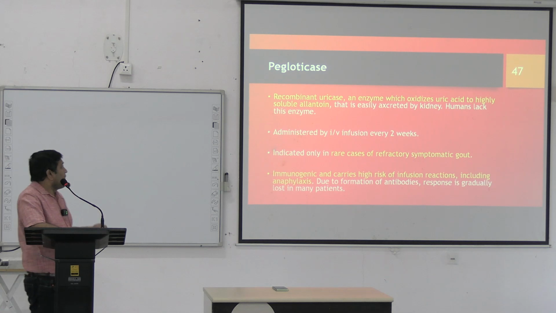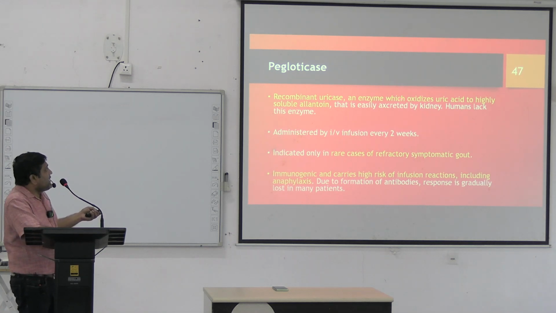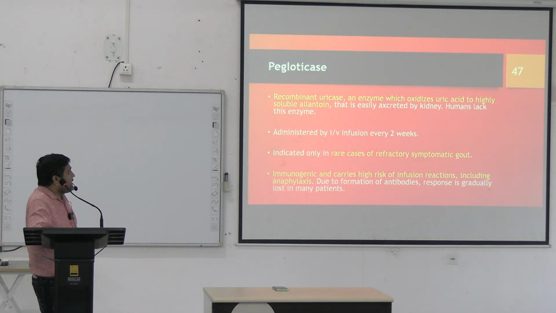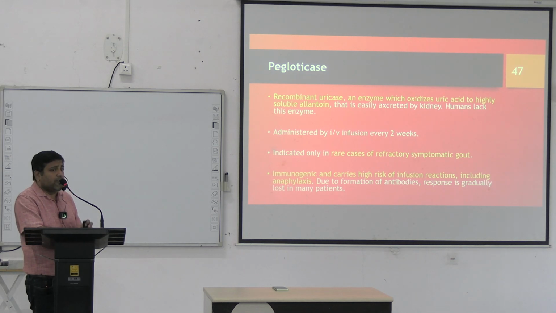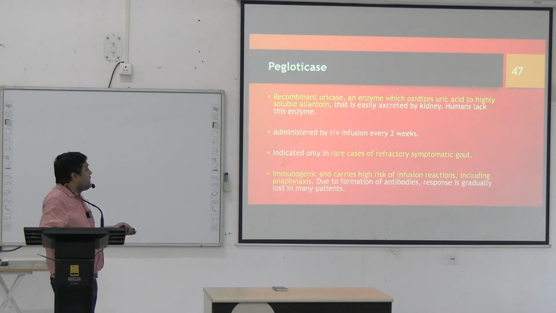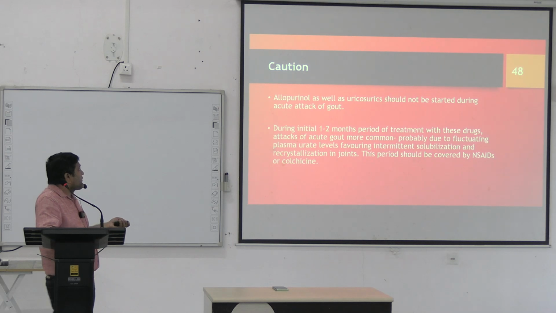Pegloticase is a recombinant uricase, an enzyme which oxidizes uric acid to highly soluble allantoin that is easily excreted by the kidney. Administered by IV infusion every 2 weeks. It is used rarely for refractory symptomatic gout, with a very high risk of immunogenic reactions including anaphylaxis. Due to formation of antibodies, response gradually decreases with continued use. So, this is a caution.